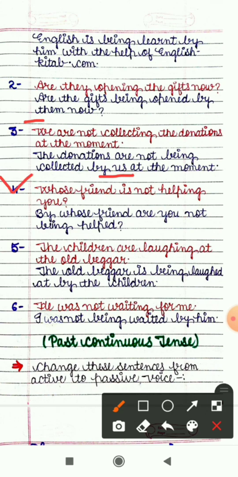The fourth sentence is: whose friend is not helping you?